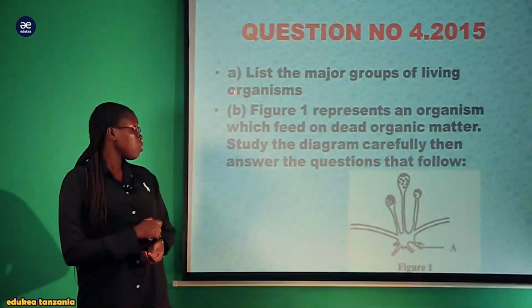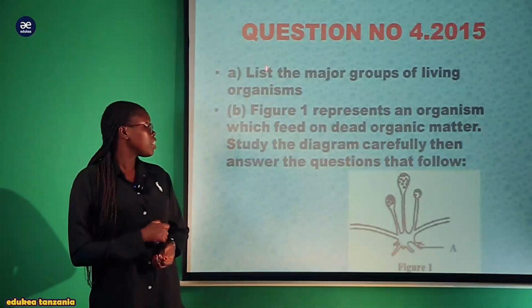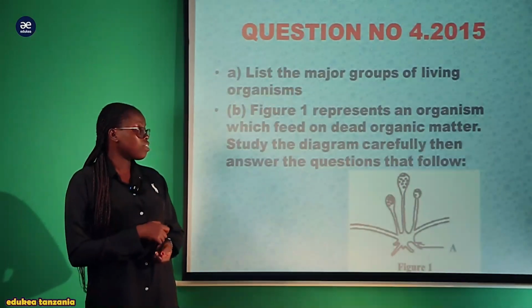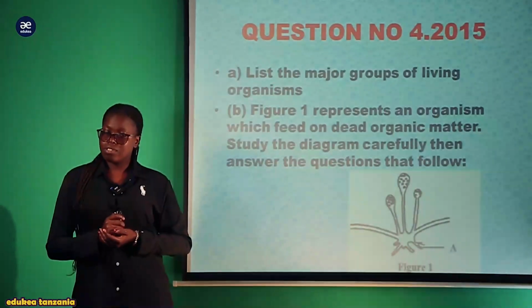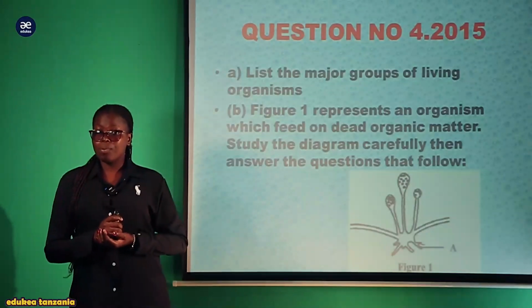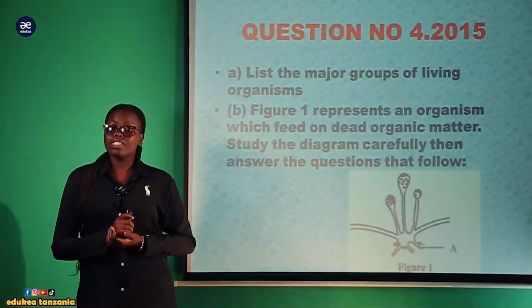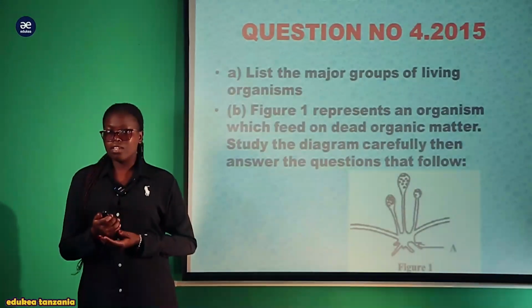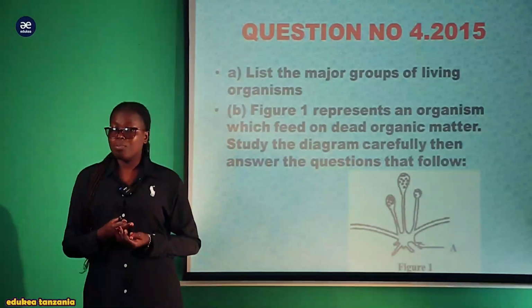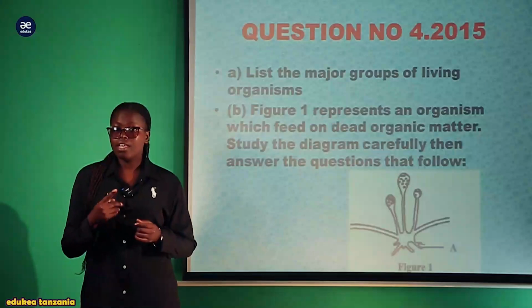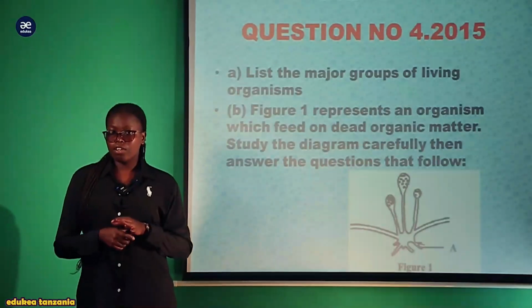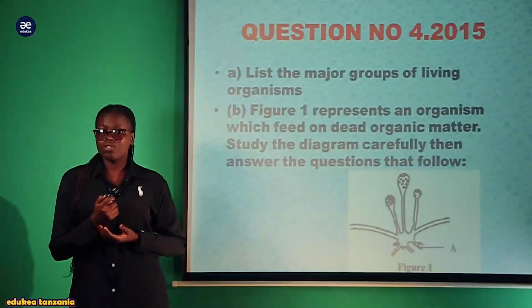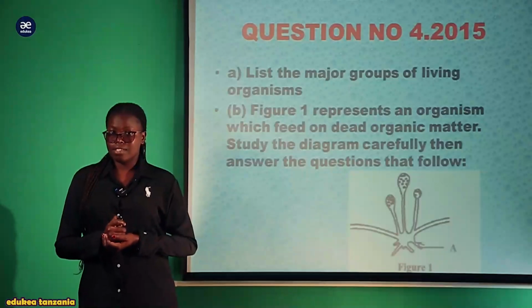So starting with the first question, you need to just list the major groups of the living things. My lovely form 2 students, as we have learned in our topic of the classification for form 1, we discussed that we have 5 major groups of the living things, and those groups are kingdom Monera, kingdom Protoctista, kingdom fungi, kingdom plantae, and the kingdom animalia. Those are the major 5 groups of the living organisms or living things.